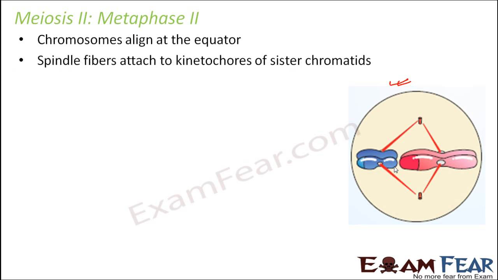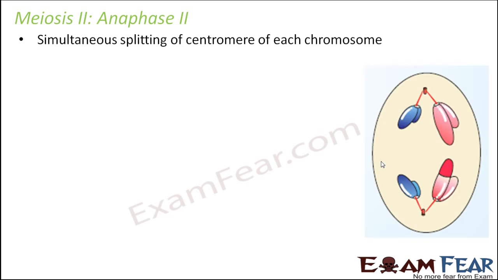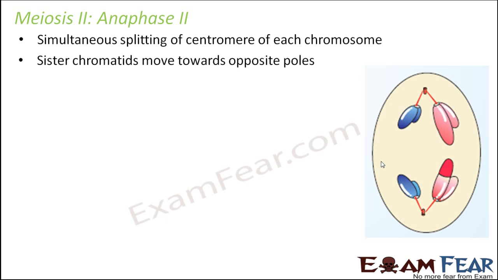The spindle fibers attached to kinetochores of sister chromatids. So now you see they are connected to sister chromatids. So you can guess what is going to happen in the next step. They are going to get separated. So now in the next step, the sister chromatids are going to get separated, like how it used to be in case of mitosis. So in case of anaphase 2, there is simultaneous splitting of the centromere of each chromosome. So this will get split and the sister chromatids will start moving towards opposite poles.